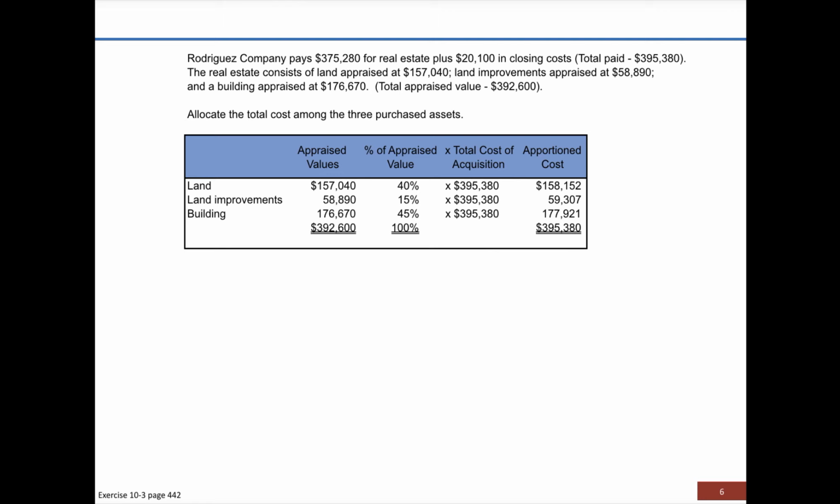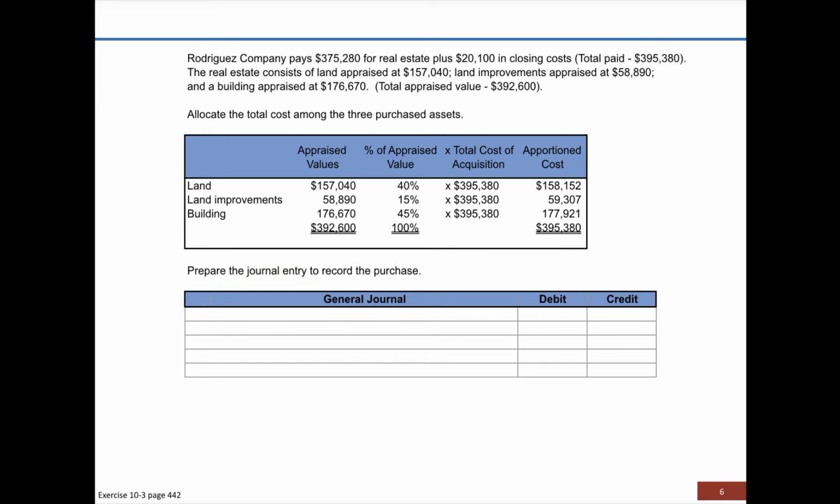Okay, so those would all be debits to those accounts. Debit this amount to land, debit this amount to land improvements, debit this amount to buildings, and then a credit to cash or notes payable or however you paid for this. Okay. Any questions on that one?